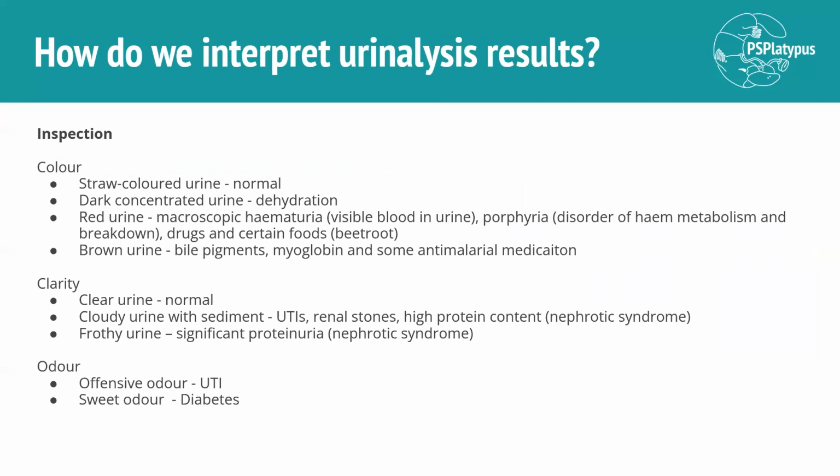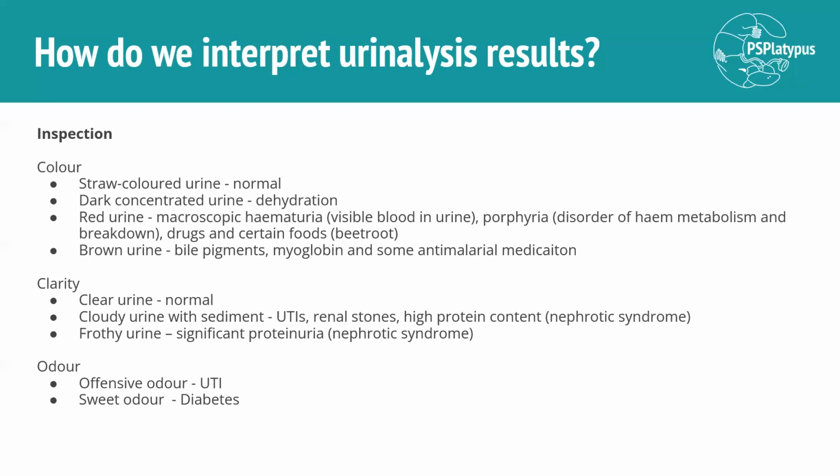So how do we interpret these results? So inspection. The color we typically expect in normal urine is straw-colored urine, so just a yellow color. Dark concentrated urine might be the result of dehydration. Red urine might be the result of macroscopic hematuria, so visible blood in the urine. Porphyria, which is a disorder of heme metabolism and breakdown. Drugs and certain foods, such as beetroot. Brown urine, on the other hand, can be caused by bile pigments, myoglobin, and some anti-malarial medications.